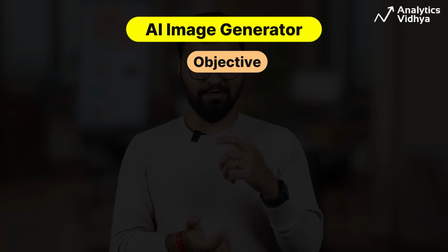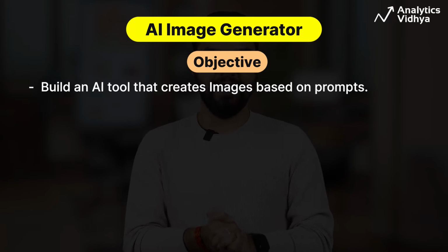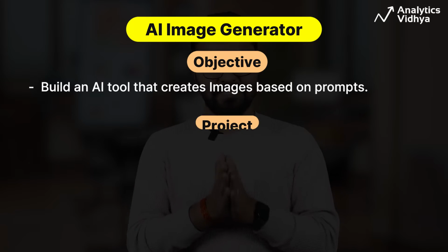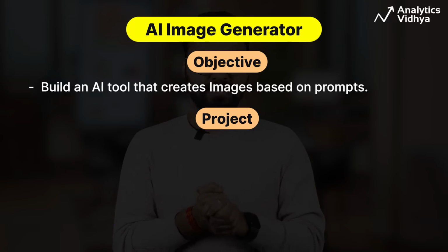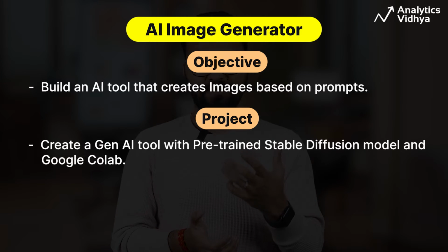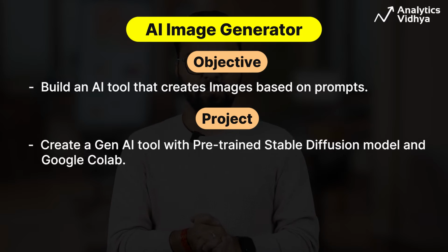Alright, the idea behind this generative AI project is to build a tool that creates images based on prompts. In this project, you will learn how to use the AI's capability to imitate human artistic creativity. This is a beginner level project. In this project, we'll create a generative AI tool with a pre-trained stable diffusion model and Google Colab to generate images with the help of prompts.